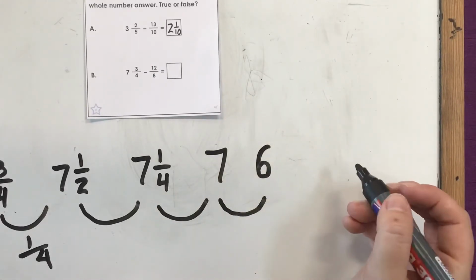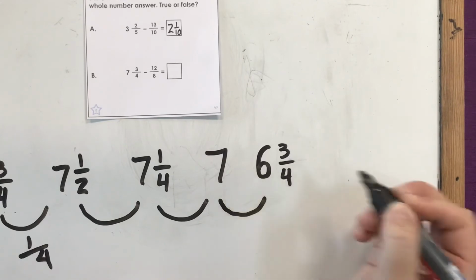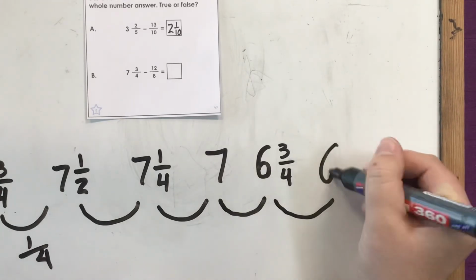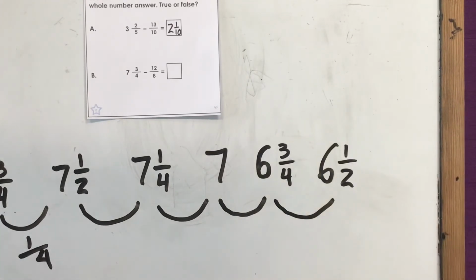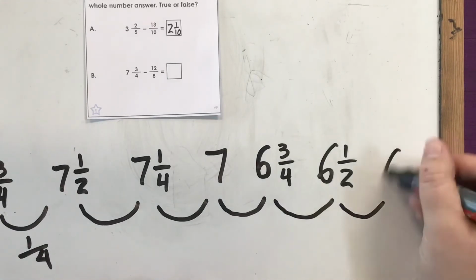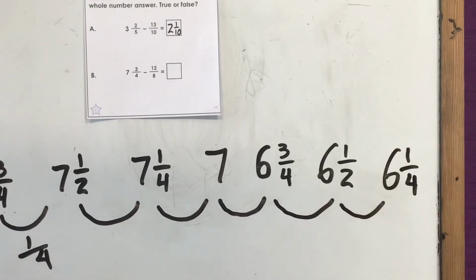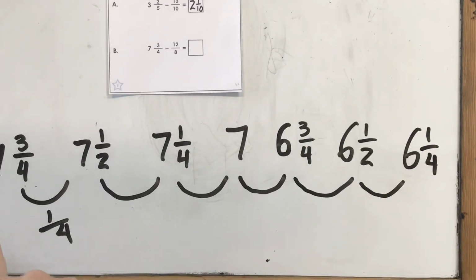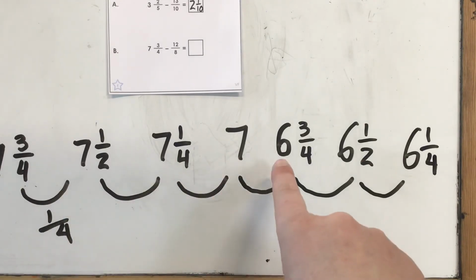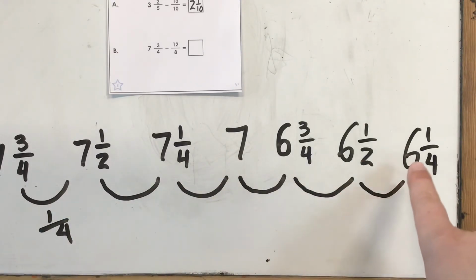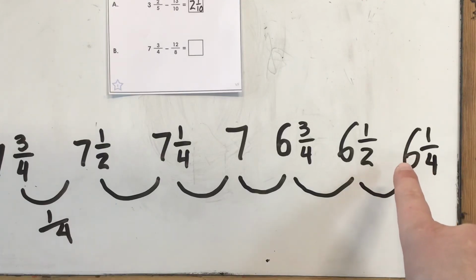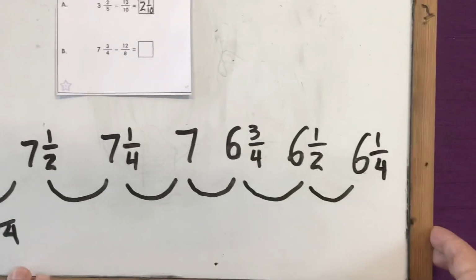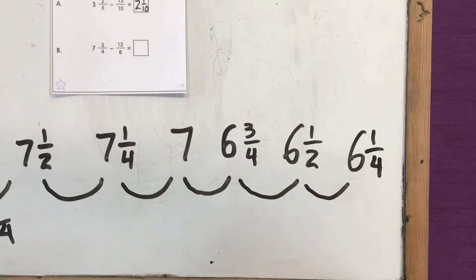6 3/4. 6.5 or 6 2/4, 6.25. Right, we were taking away 6/4. So let's just check. I've taken away 1/4, 2/4, 3/4, 4/4, 5/4, 6/4. And we worked out that 12/8 is equivalent to 6/4, which means we are ending on 6.25.